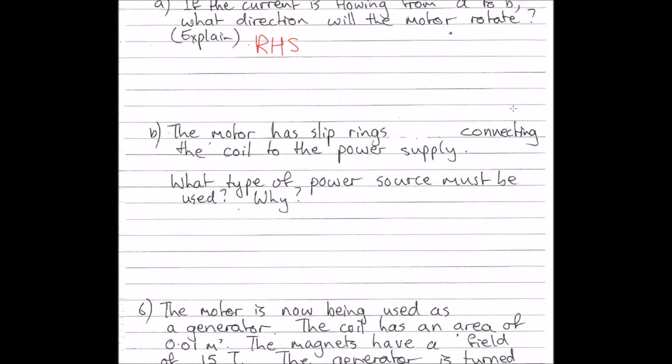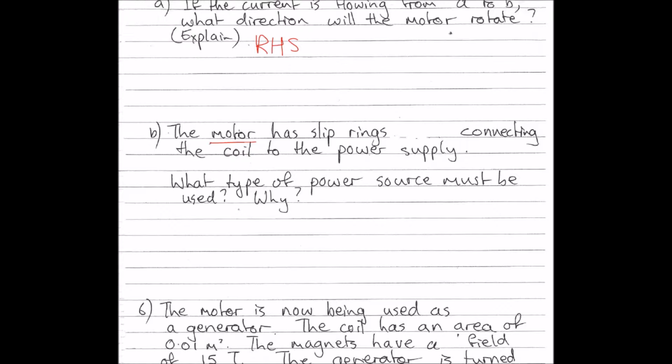Okay, the next thing, the motor has slip rings, not a generator. So what we're talking in this case is, sorry, my washing machine's going in the background and is getting a little bit loud. So the motor has slip rings connecting to the coil of the power supply.